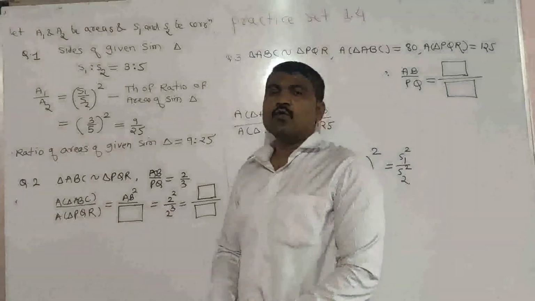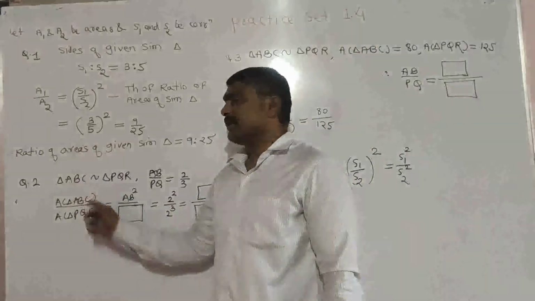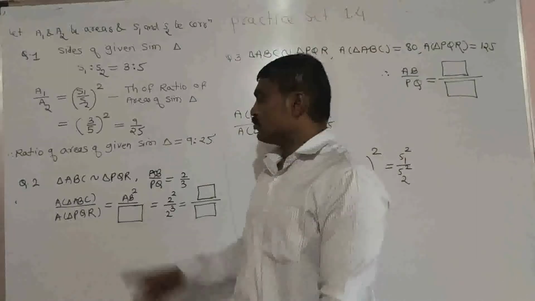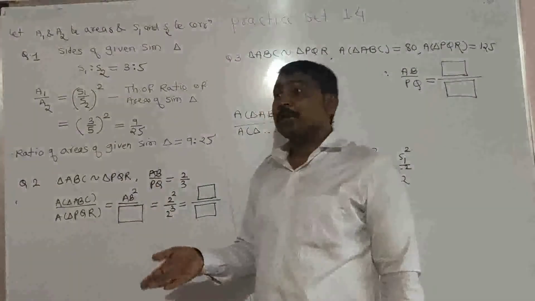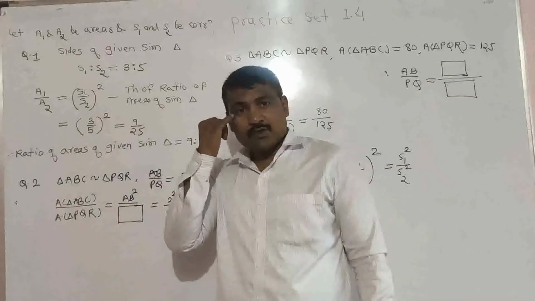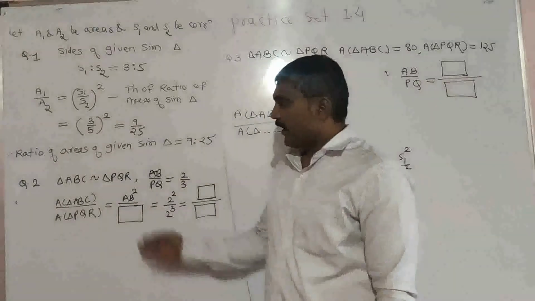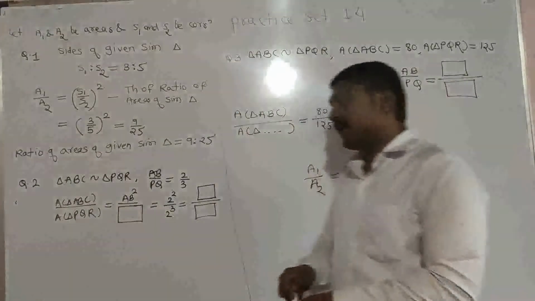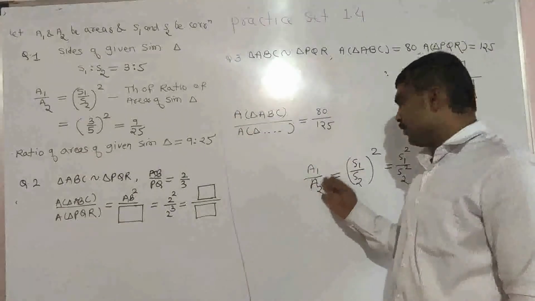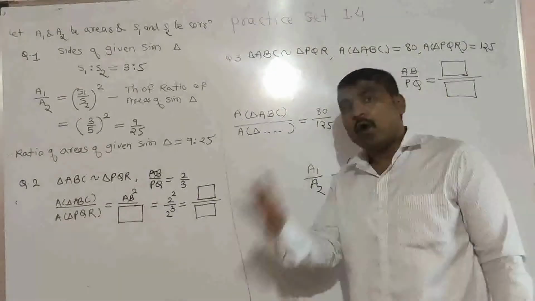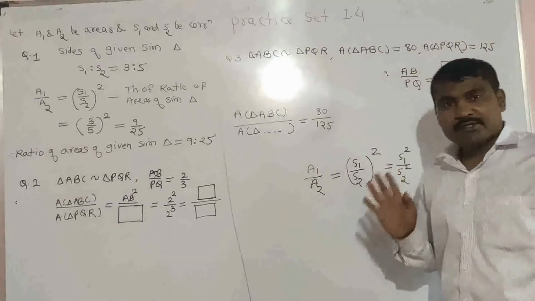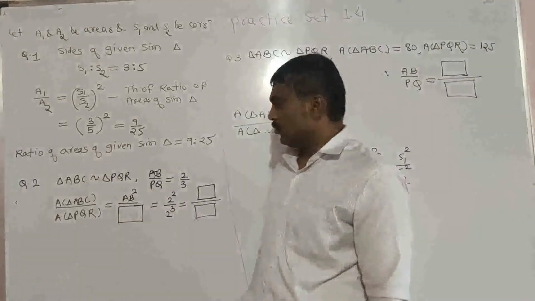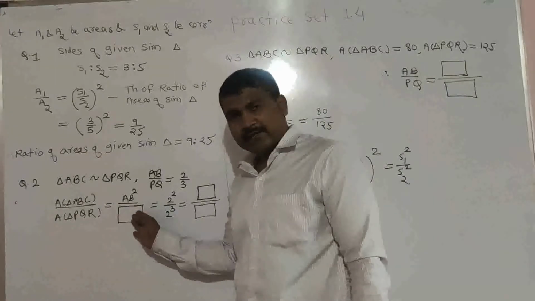So what is question number 2? Again, two triangles ABC and PQR are similar, and AB and PQ are the corresponding sides of the similar triangles. When corresponding sides of similar triangles are given, we can write the same formula: A1 upon A2 equal to S1 upon S2 whole bracket square, or S1 square upon S2 square, where S1 and S2 are the corresponding sides. So we have to just fill this bracket.